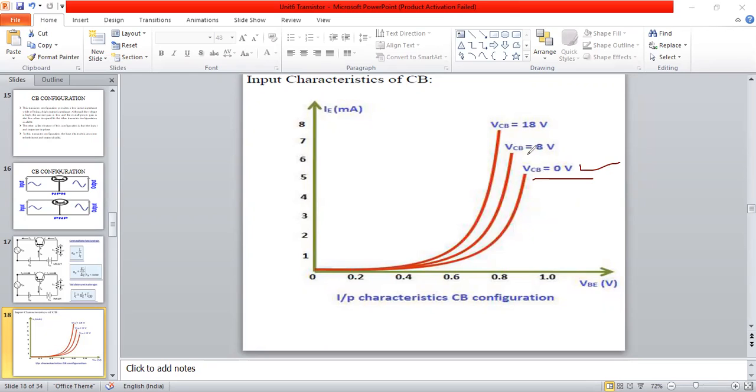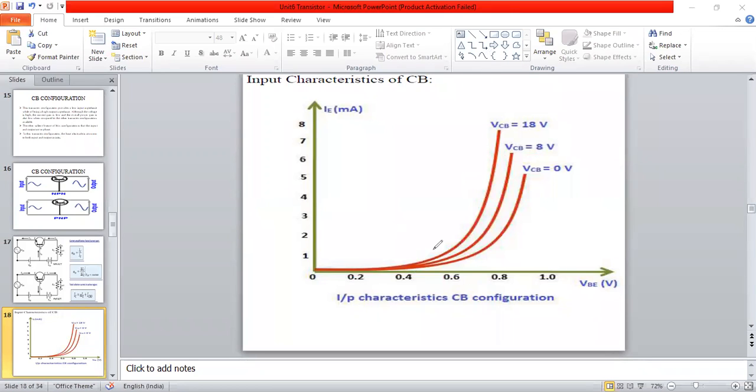Suppose instead of 0, I put this as 8 volt here. Now I set 8 volt first, and then vary from 0. Because of that voltage, compared to the previous 0 condition, it is going to conduct earlier. It takes less input voltage to conduct. If it is 8, or instead if it is 18, it conducts even before that.